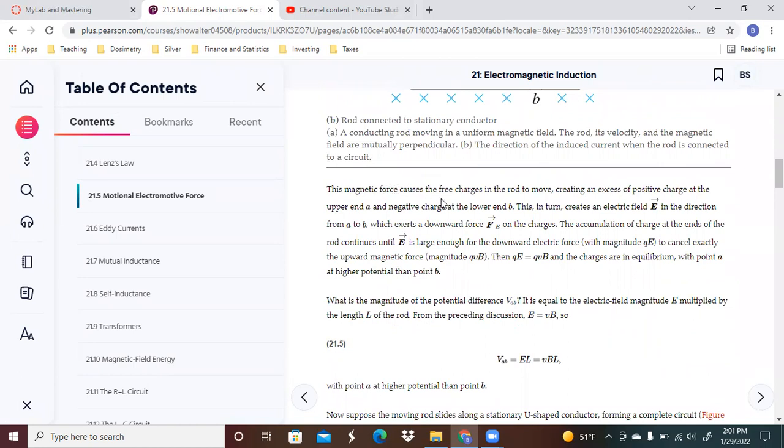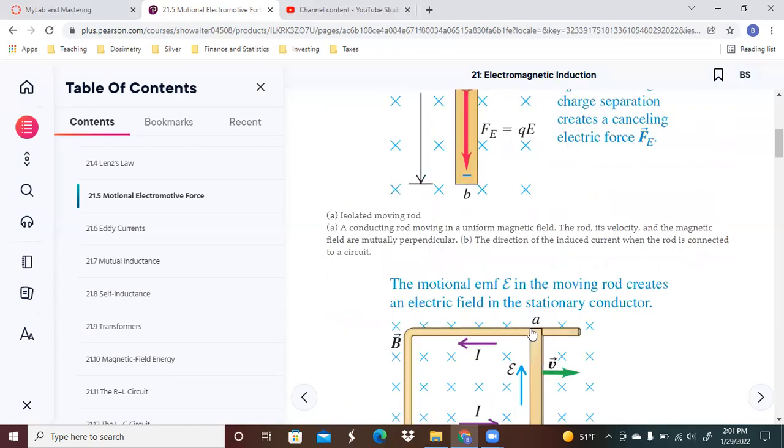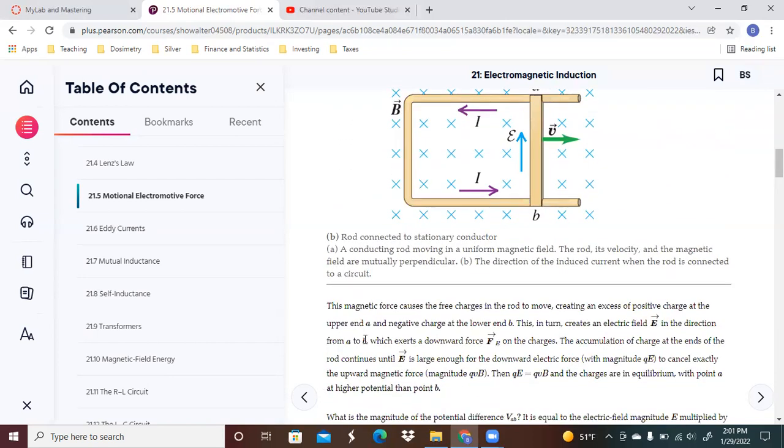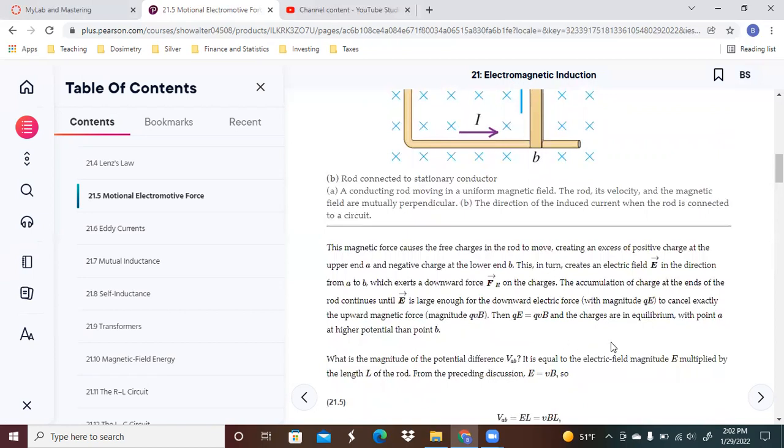So again, the magnetic force causes the free charge in the rod to move, creating an excess of positive charge at the upper end and negative charge at the lower end. And this creates an electric field in the direction from A to B, which exerts a downward force on the charges. The accumulation of charge at the ends of the rod continues until E is large enough for the downward electric force to cancel exactly the upward magnetic force, and therefore these two become equal and the charges are in equilibrium with point A at higher potential than point B.